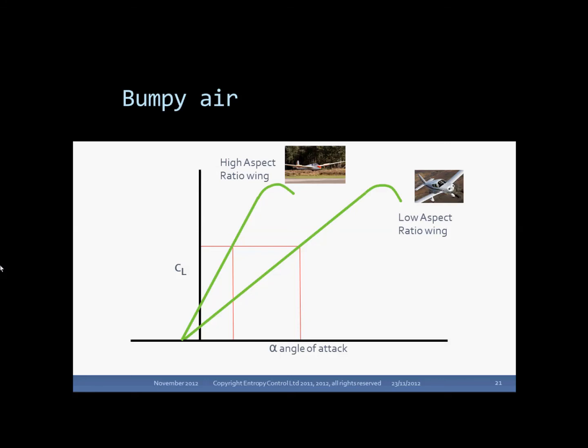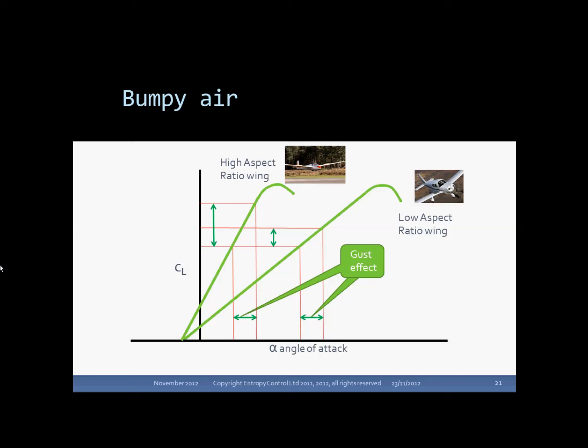The effect of the steepness of the lift curve has a big effect in bumpy air. Here we have two aircraft with the same weights and wing areas, but one has long thin wings and the other one has a short wing. Both are flying at the same lift coefficients, but at different geometric angles of attack because of downdraft effects. Now we get a gust.